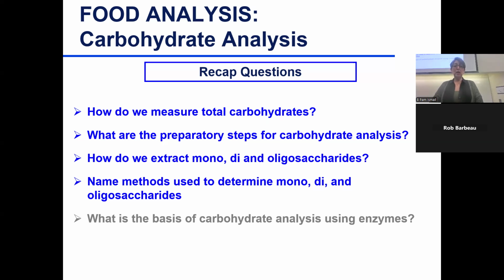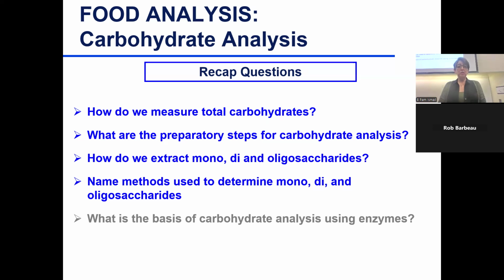So we talked about extracting mono-, di-, and oligosaccharides. Does anybody remember? For measurements, if you have a complex sample, you want to get the mono-, di-, and oligosaccharides out so you can characterize them. How would we do that? Do you remember? We solubilize them in 80% ethanol and with a little bit of heat to enhance solubilization. And we get them out, we remove the solvent, and then we reconstitute them in the solvent for analysis.